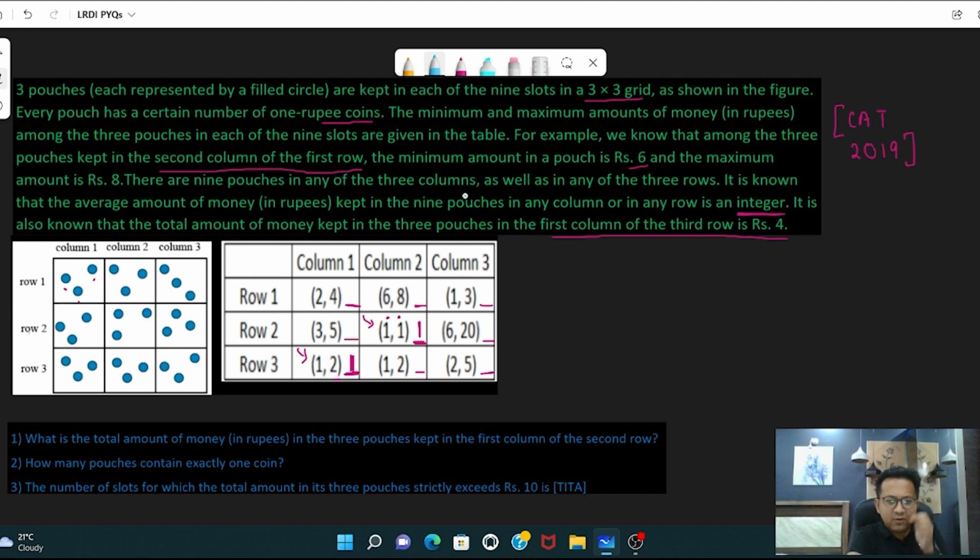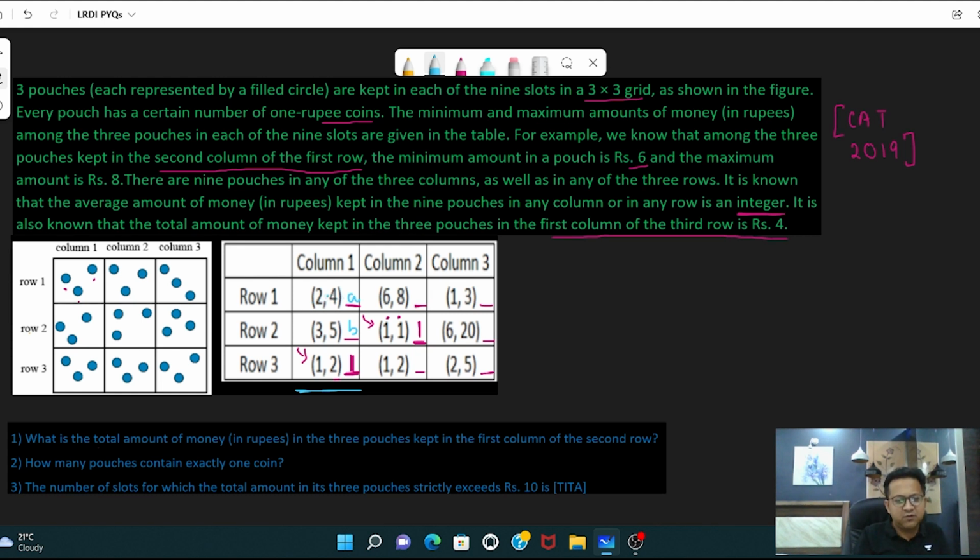Next, I think the only clue which we have not taken care of is that the average across any row or across any column has to be a multiple of 9. So let's take this up. Let's say the unknown number here is A, and this number is B. Can we add up the numbers column-wise? 2 plus 4 plus A.